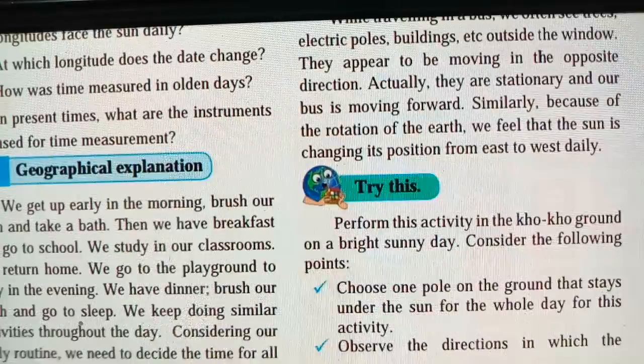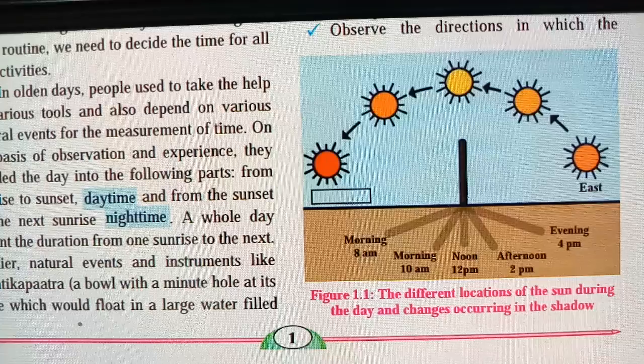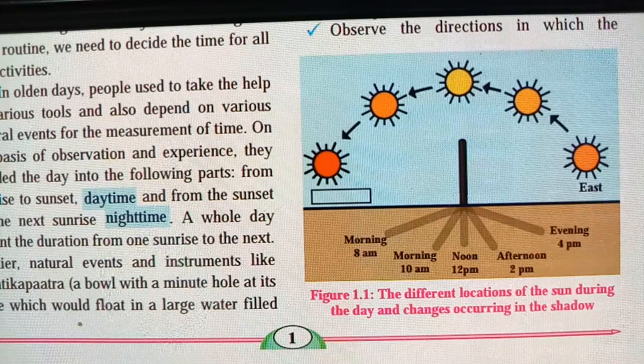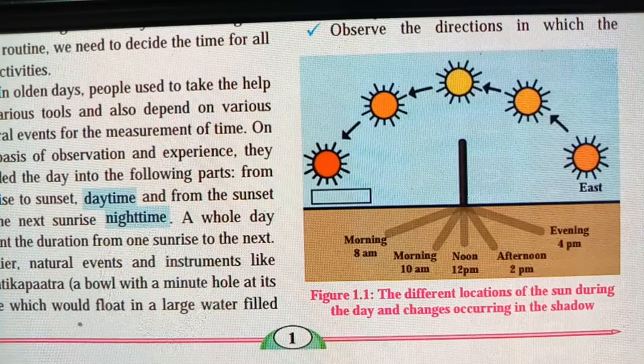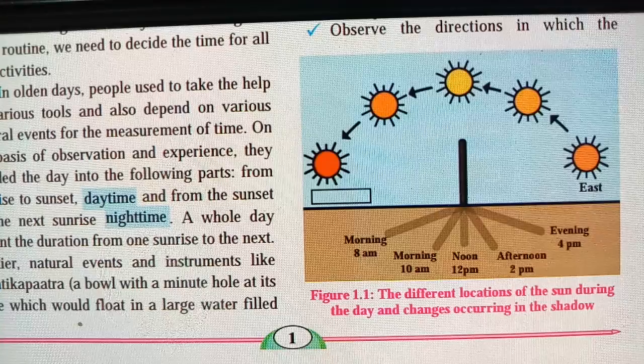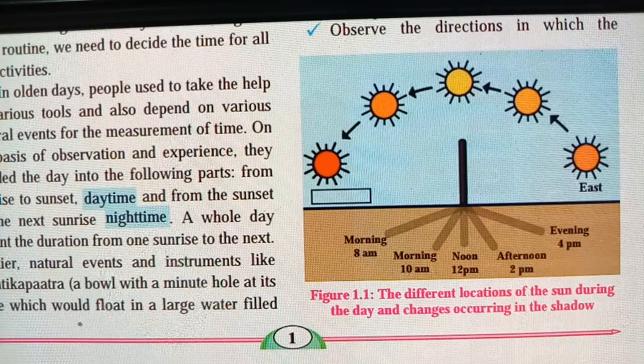Next, see this diagram: the different locations of the sun during the day and the changes occurring in the shadows. So they are having the day of the sunrise, then it changes the shadow. You can see in the morning you are having a little bit orange color, then it moves to different colors, then it is a hot sun, then in the afternoon it is a little bit orange type of color.